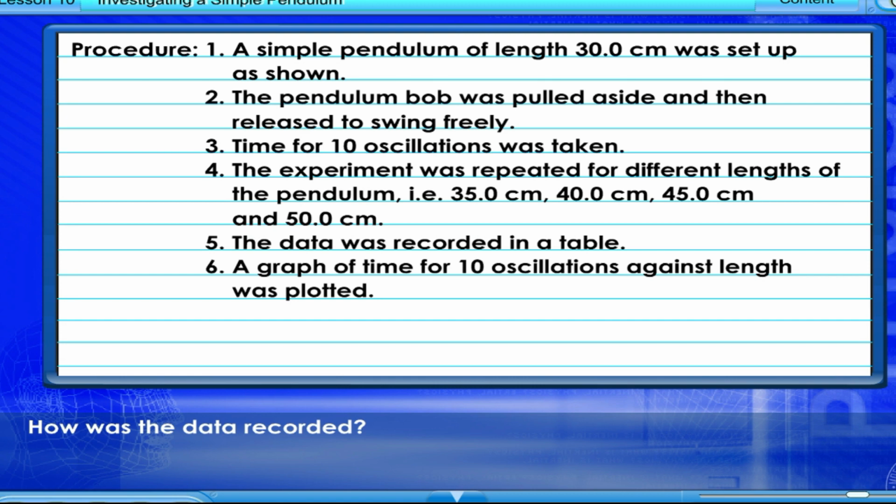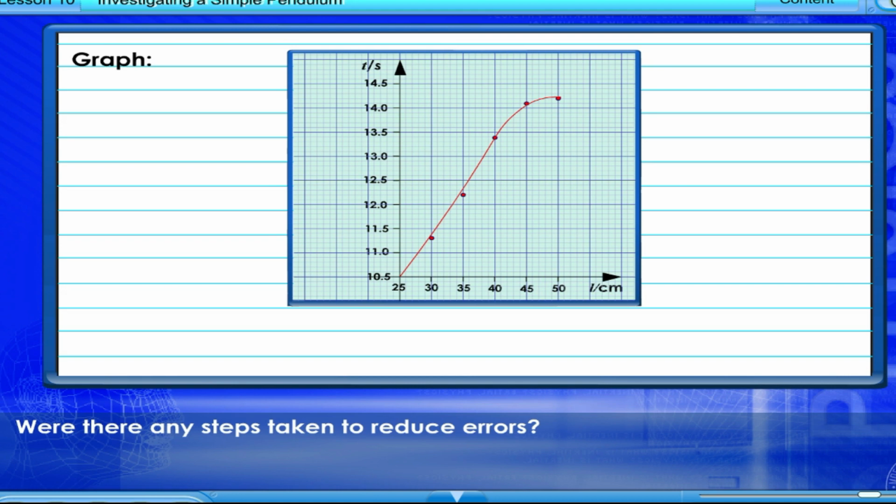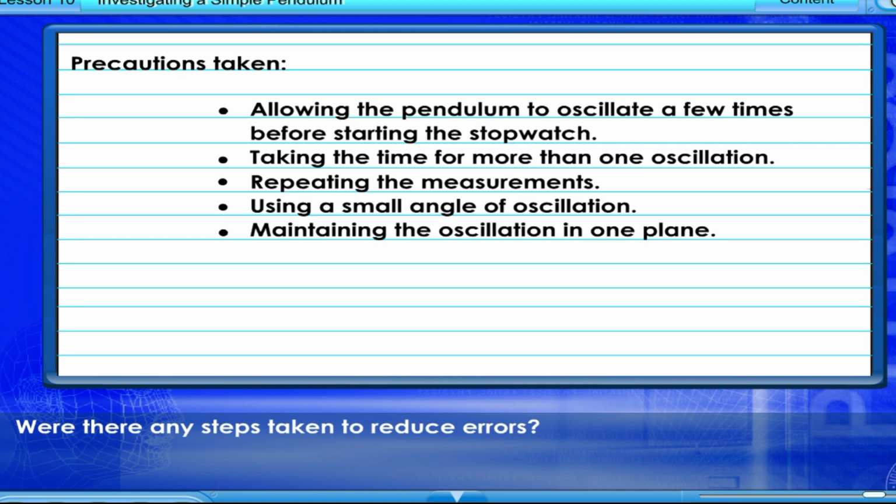How was the data recorded? How was the data presented? Were there any steps taken to reduce errors? Allowing the pendulum to oscillate a few times before starting the stopwatch. Taking the time for more than one oscillation. Repeating the measurements. Using a small angle of oscillation. Maintaining the oscillation in one plane.